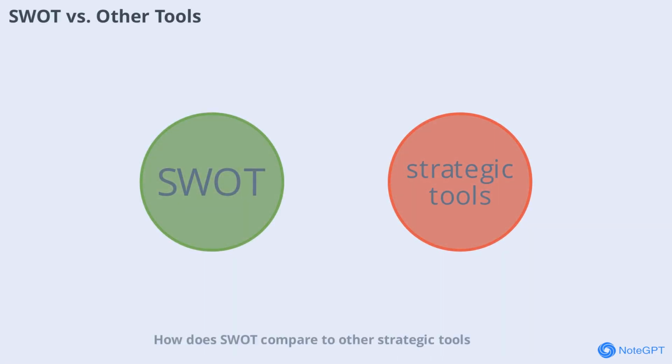How does SWOT compare to other strategic tools? While SWOT is simple and versatile, other tools like PEST analysis or Porter's Five Forces offer different perspectives. Combining multiple tools can give you a more comprehensive understanding of your situation.